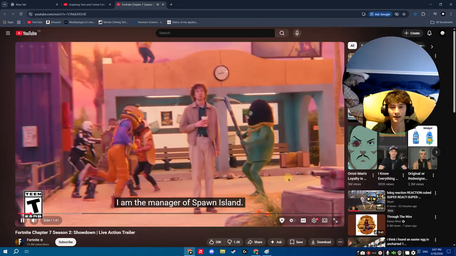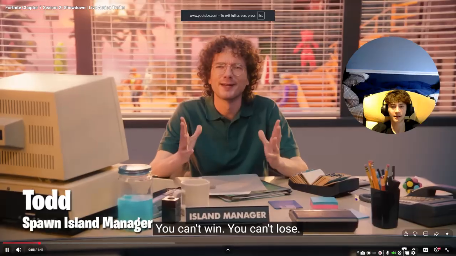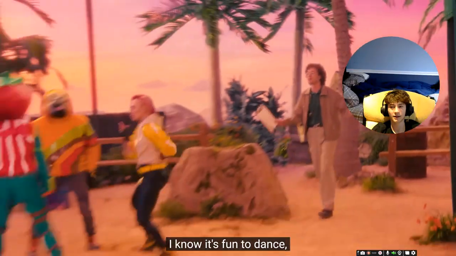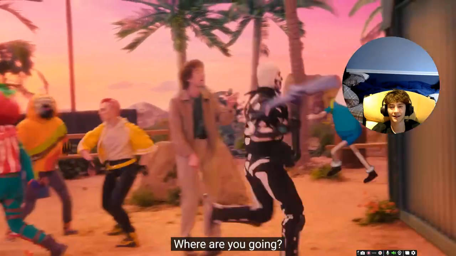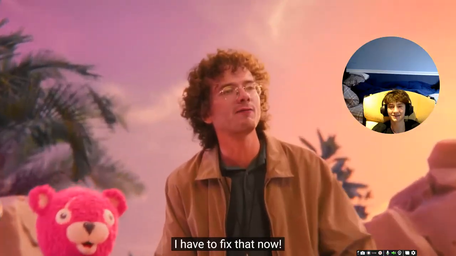I am the manager of Spawn Island. It's sort of like a waiting room for battle. You can't win, you can't lose. There's technically no consequences. You know, I know it's fun to dance, but everyone needs to get on the bus now. Where are you going? What are you doing? Stop that! Stop! Stormtrooper. I have to fix that now.